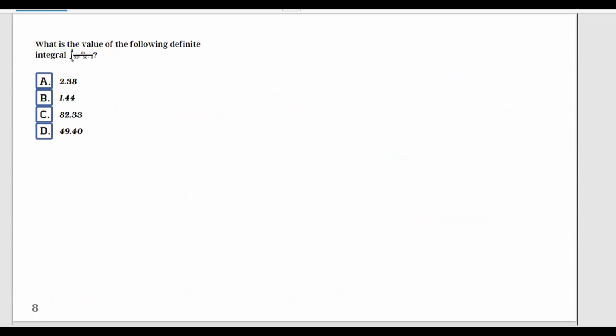This is: what is the value of the following definite integral? We have the integral from 0 to 4 of dx over 3x squared minus 5x plus 3. Let me write it down again because it's a little bit too tiny written over there. So the integral between the interval 0, 4 of dx over 3x squared minus 5x plus 3. Let's see, how much is this?